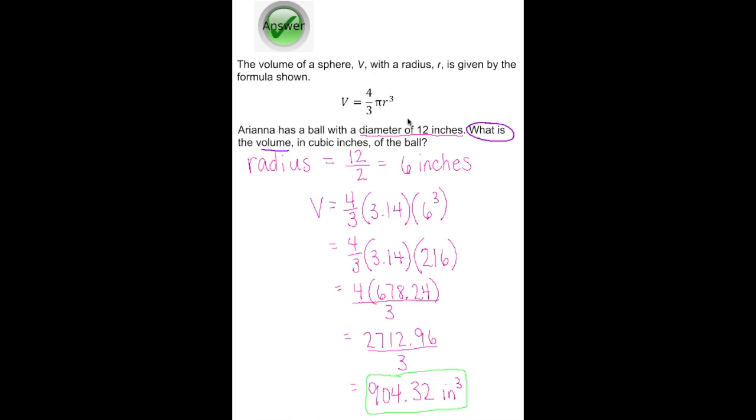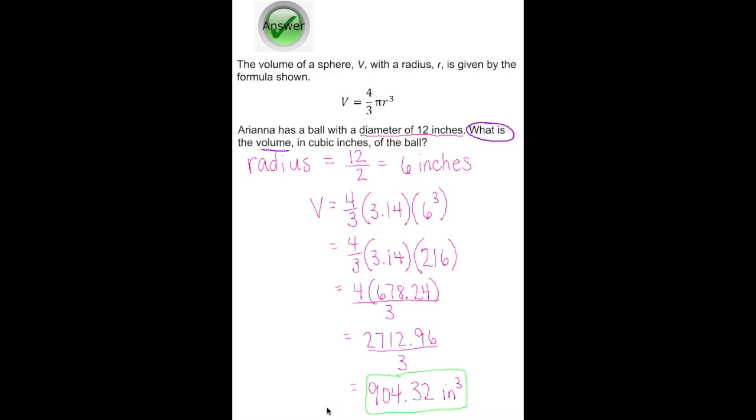So as you can see, we have to use the radius, and so if we're given the diameter, we have to divide the diameter by 2. So our radius is 6 inches. Then we plug that into our formula, so 4/3 times 3.14, we're going to use that as our approximation for pi, and then 6 to the third power, which means 6 times 6 times 6, or 6 times itself 3 times. So 4/3 times 3.14 times 216, and then 3.14 times 216 is 678 and 24/100ths times 4 and then divided by 3.